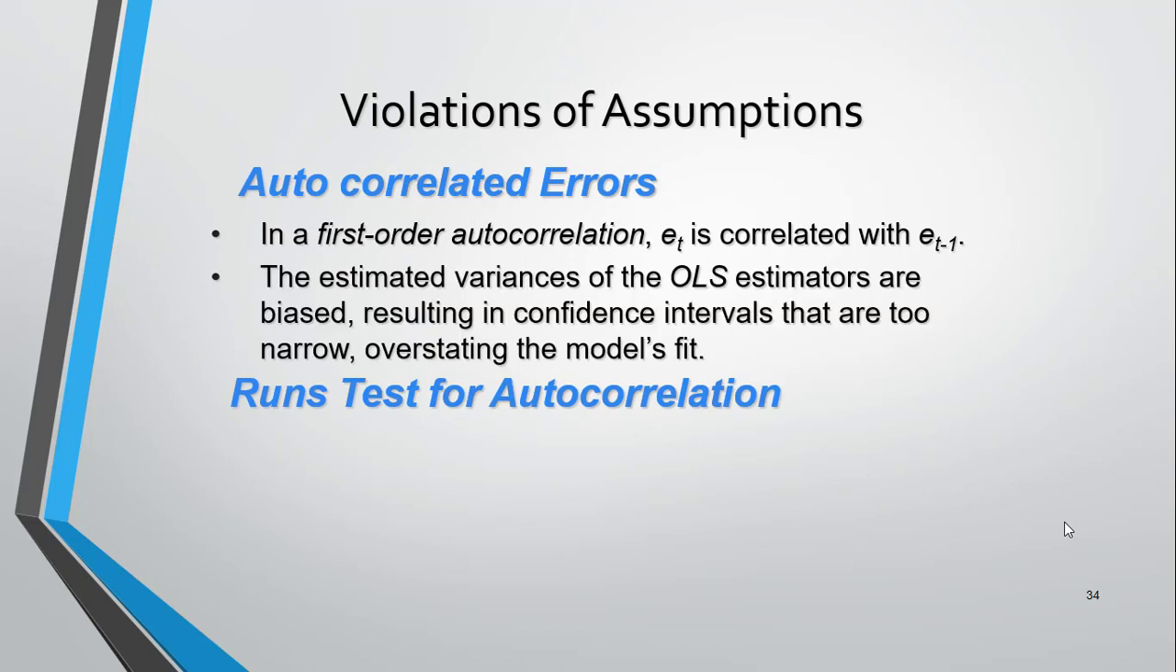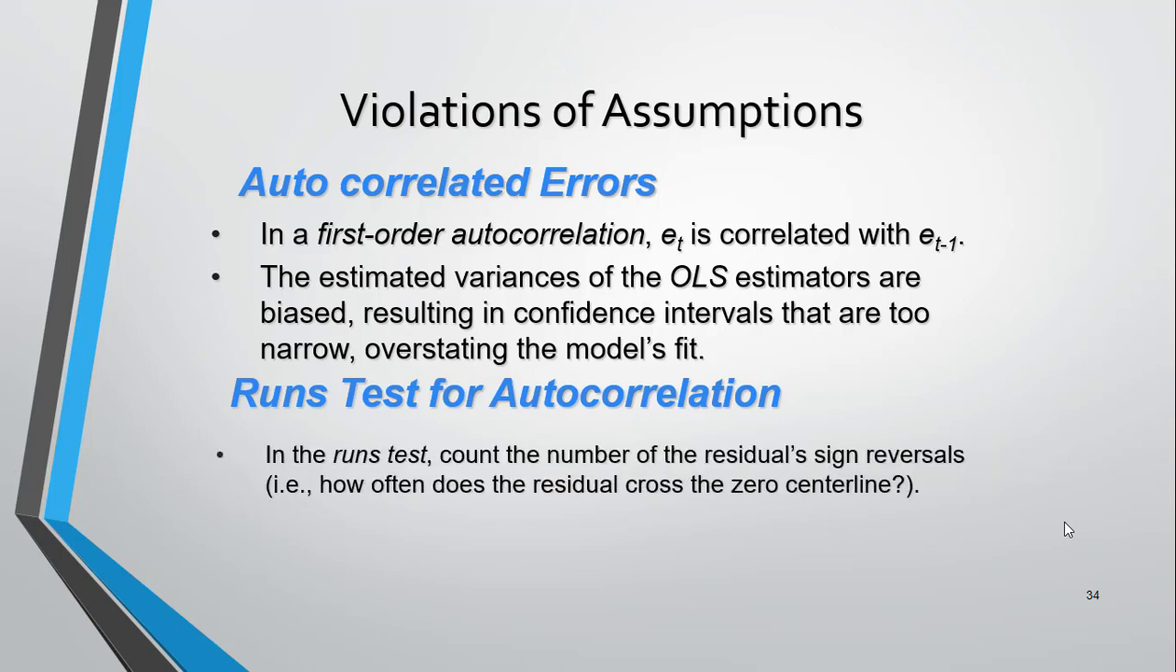For autocorrelated errors, in first order autocorrelation, an error e_t in this period t is correlated with e_t minus 1 from the previous period. The estimated variance of the ordinary least squares estimators is biased, resulting in confidence intervals that are too narrow, overstating the model's fit. So, the run test for autocorrelation.